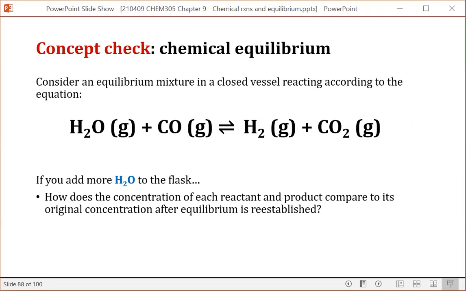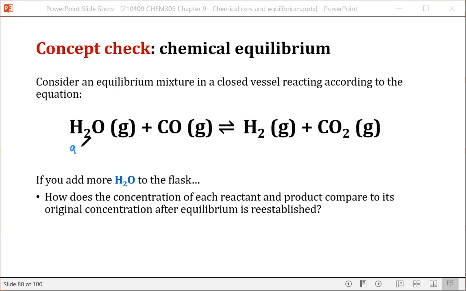So let's talk through another example. Let's consider this equilibrium mixture in a closed vessel where you have H2O gas plus CO, water plus carbon monoxide, in equilibrium with H2 gas and carbon dioxide gas. If we added more water, H2O, to the flask, how would the concentration of each reactant and product compare to its original concentration once equilibrium is reestablished?